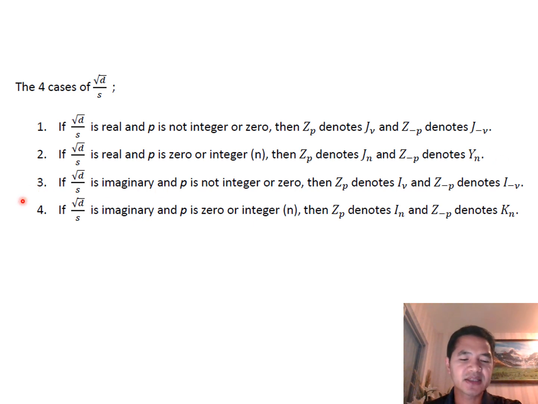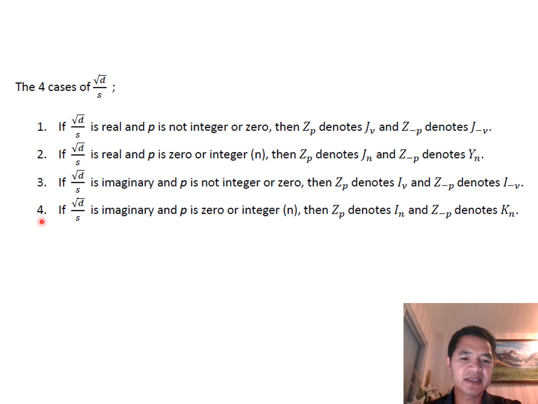And for the third case, if the square root of d over s is imaginary, which is the modified Bessel function, and p is not an integer or zero, then Zp we can write I nu, and Z minus p we can write I minus nu. I is imaginary, just remember it.